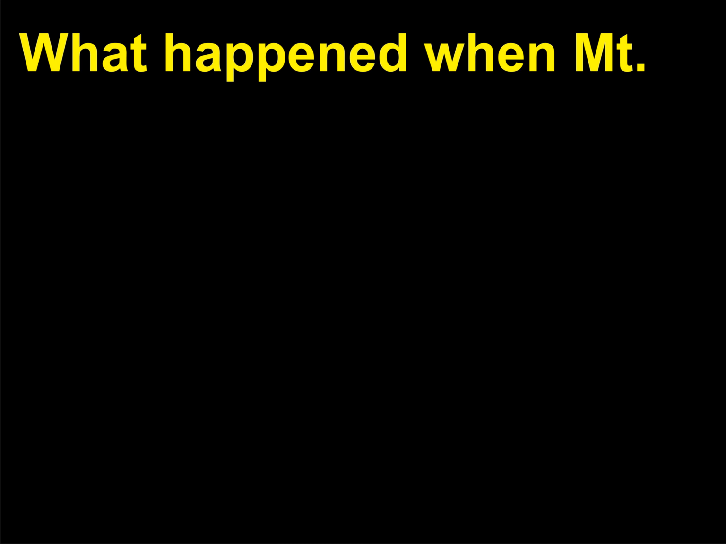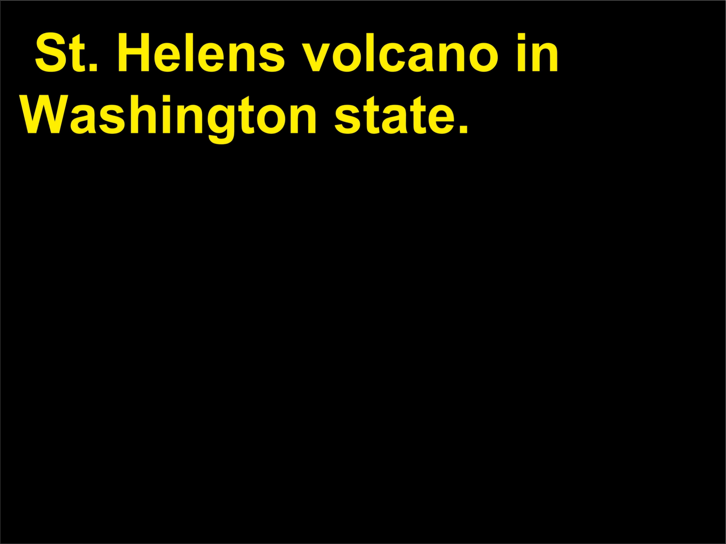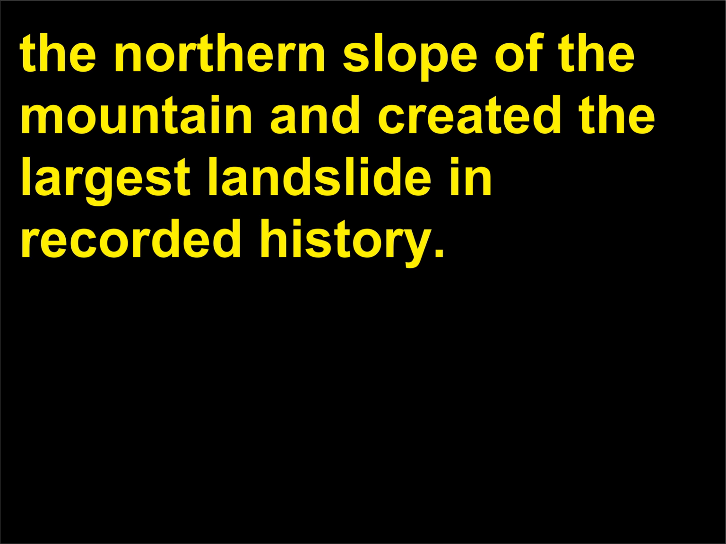What happened when Mt. St. Helens erupted? On the morning of May 18, 1980, a magnitude 5.1 earthquake struck beneath the Mt. St. Helens volcano in Washington state. Later that day, the volcano exploded, initiating a massive avalanche that tore away the northern slope of the mountain and created the largest landslide in recorded history.